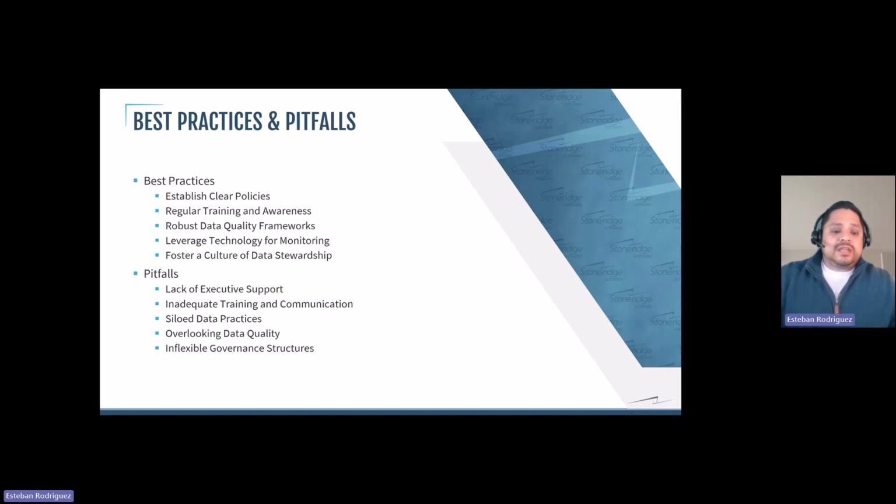While the road to effective data governance and compliance is fraught with challenges, understanding these pitfalls equips us to navigate them. By fostering strong leadership support, ensuring thorough training, breaking down data silos, prioritizing data quality, and maintaining flexible governance structures, you can overcome these obstacles.